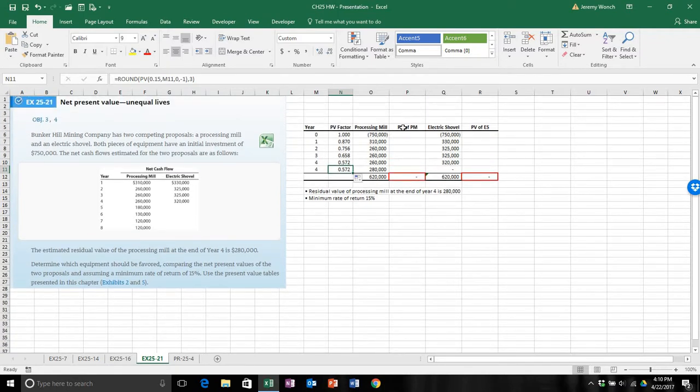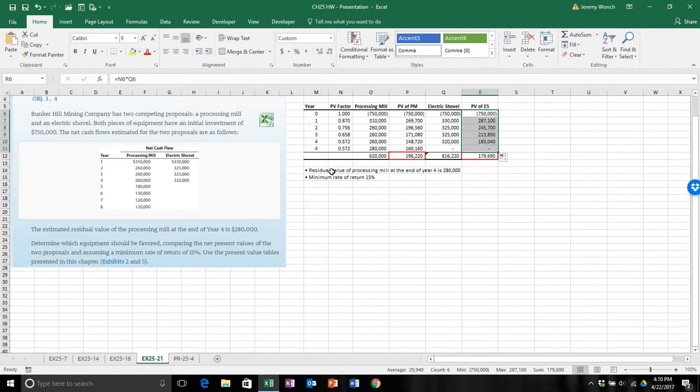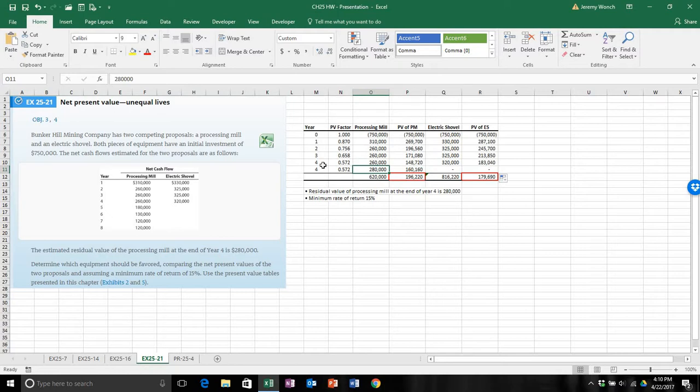And so now we want to figure out the present value of the processing mill. If we just take our present value factor, multiply it times the cash flow, and same with the electric shovel, take our present value factor, multiply it times our cash flow. And so what we did here is, since it told us that we have a residual value of the processing mill at the end of year 4, we're going to assume we're going to cut off our evaluation at the end of the 4th year.